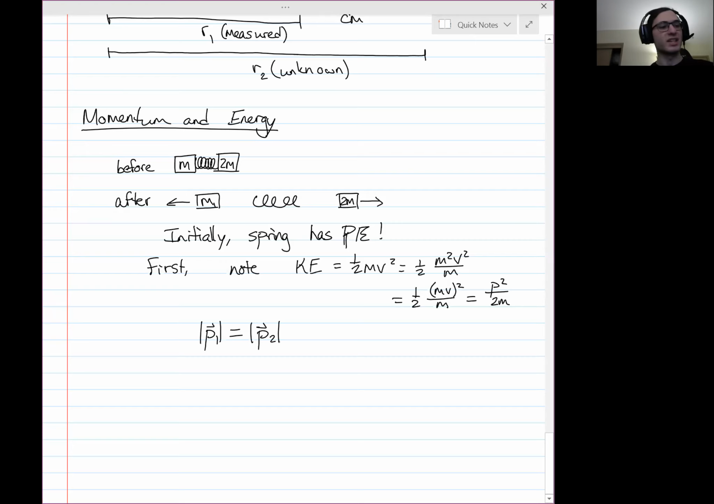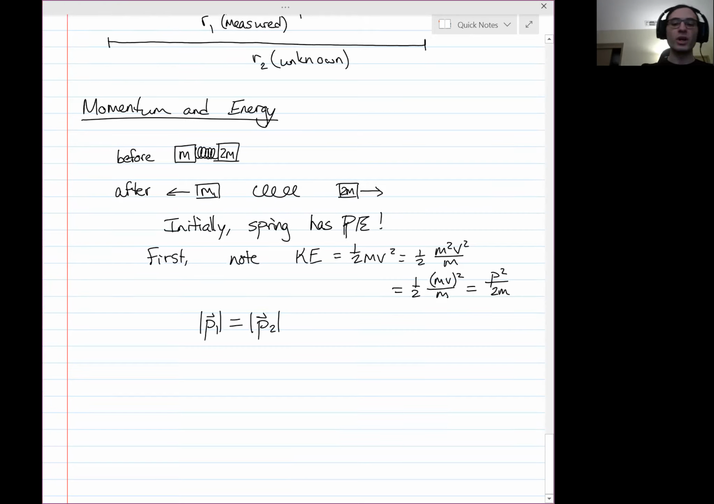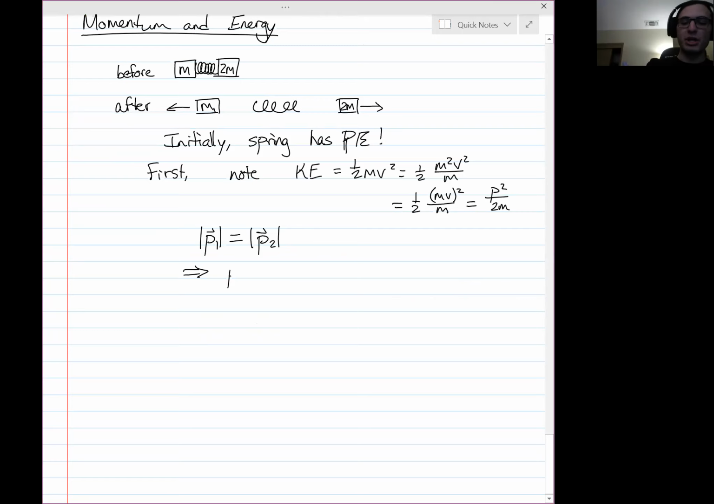Initially, neither has any momentum. So what does that imply? It implies that the magnitude of P1 squared is equal to, and I'm going to write this the way we typically would, P1 squared. This implies the vector P1 dotted with itself is equal to the vector P2 dotted with itself.